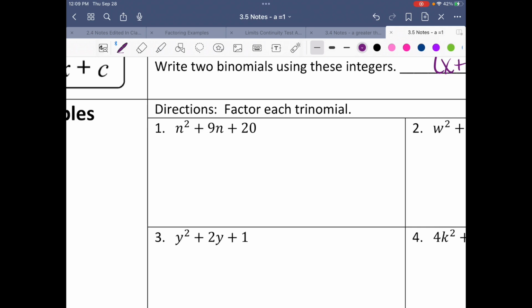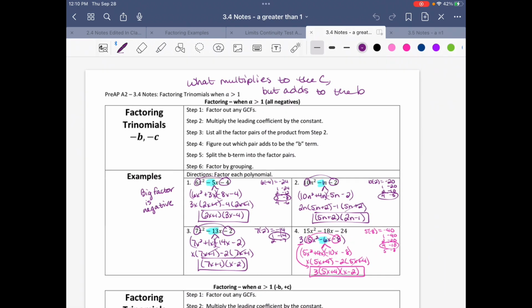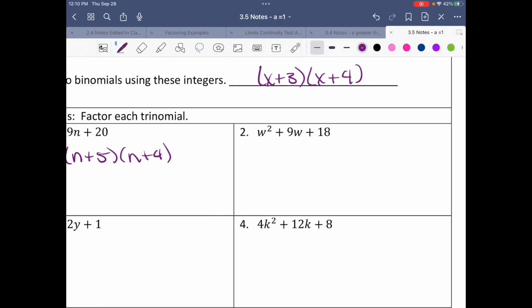So again, these are all positive here. So I just have to worry about what multiplies to C and adds to be B. In this case, what multiplies to be 20 but adds to be 9, that's 5 and 4. n plus 5, n plus 4. And I can do this right away because my leading coefficient is a 1. If it's not a 1, we check for GCF. If there's no GCF, we factor like we did over here.